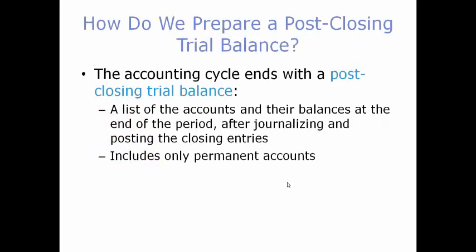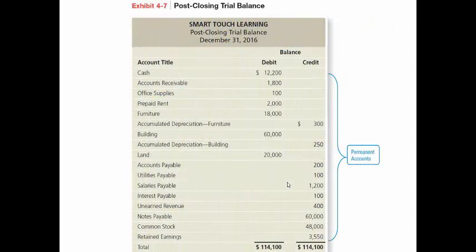So let's look at the post-closing trial balance. What we're going to do is just do a listing of the accounts just like a trial balance, but the only difference is it's only going to have permanent accounts, and here's what it looks like. And what's interesting about these permanent accounts is they're all just balance sheet accounts. And remember, when we did our closing entries, we had a balance of $3,550 in the retained earnings account, and this is also the same balance that you had in your statement of retained earnings.